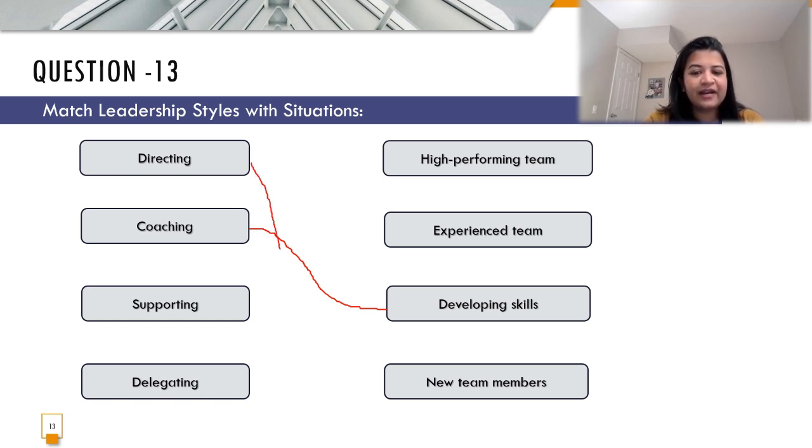Directing is to direct the newer members who join your team to follow a particular approach. Supporting is where it comes with the experienced team that require your support, so you support them. And delegating is to delegate the task to a high performing team.